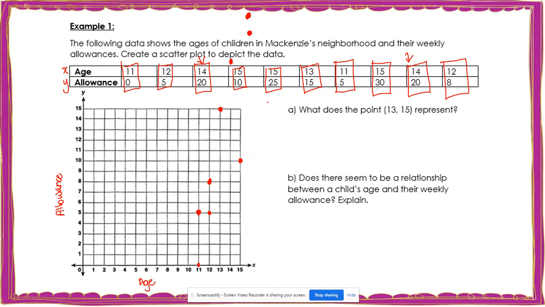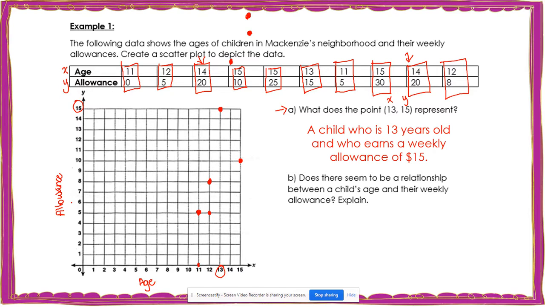Now let's look at our graph and let's answer these two questions. A says, what does the point 13, 15 represent? Well, remember that if we see 13 is our X value and 15 would be our Y value. Well, 13 on the X-axis means that someone is 13 years old, and 15 on the Y-axis means that they earned a $15 allowance. So the point 13, 15 means a child who is 13 years old earns a weekly allowance of $15. So that point represents one specific child.